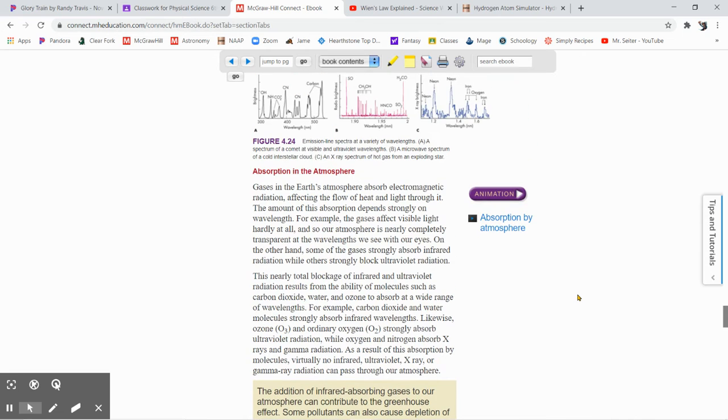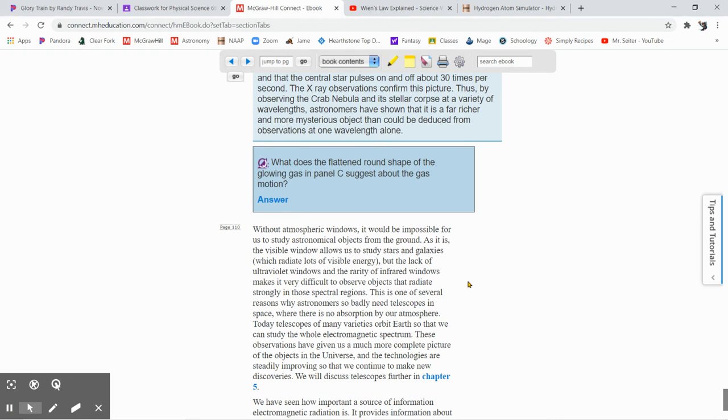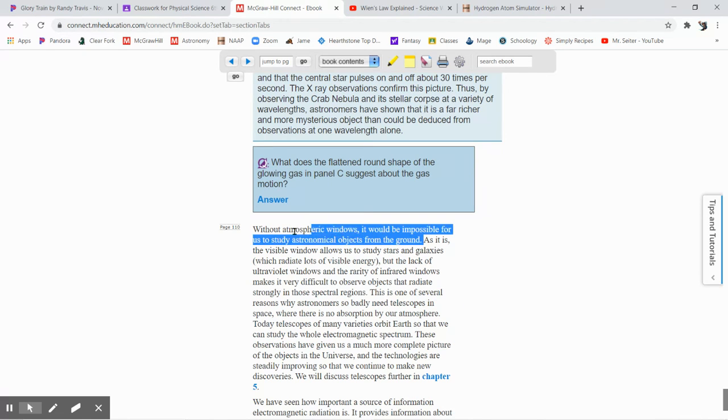Now, we can do this with any astronomical body out there. The problem is, on Earth, our atmosphere absorbs some of that spectrum, and it kind of messes things up. That's why it's so important to have telescopes out in space where they're not affected by our atmosphere. And recall in the notes, we have atmospheric windows. Without these windows, it would be impossible for us to study astronomical objects from the ground.